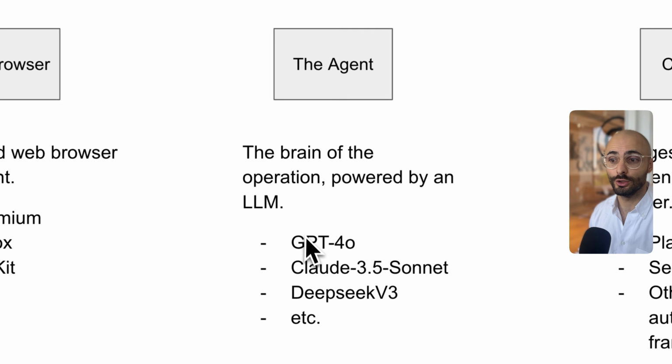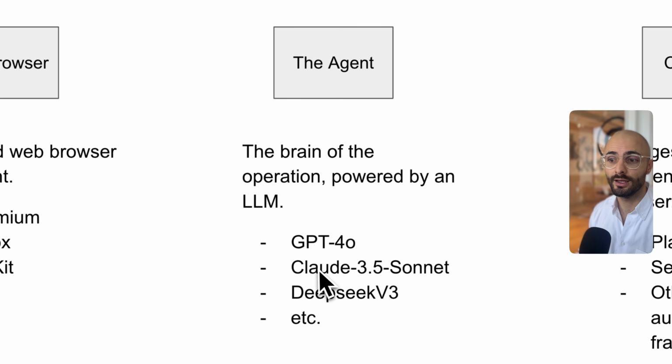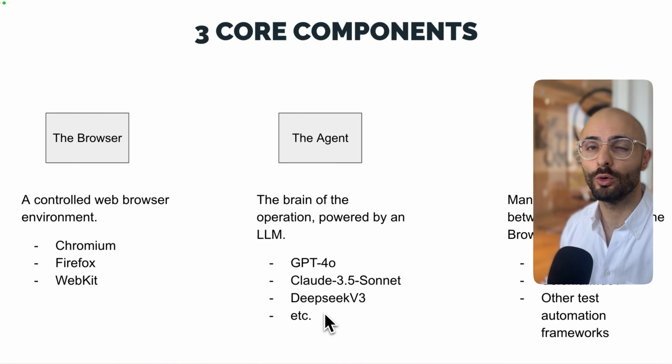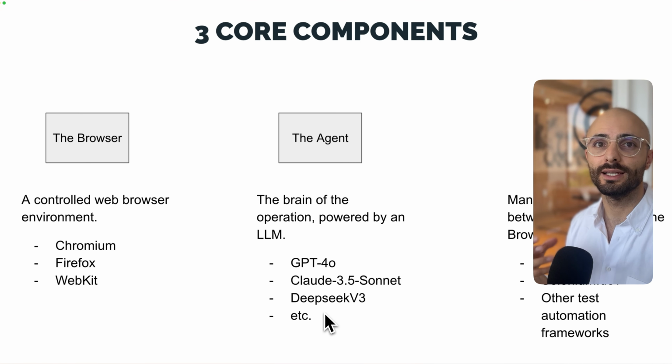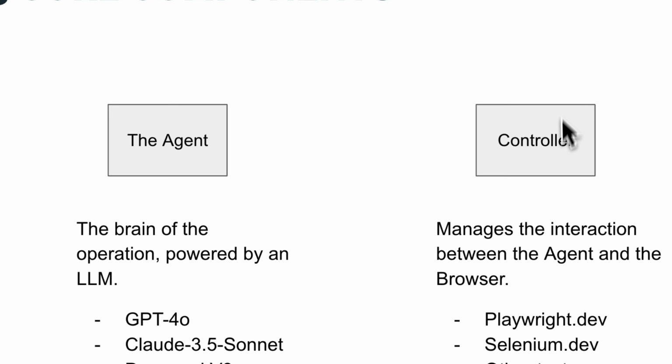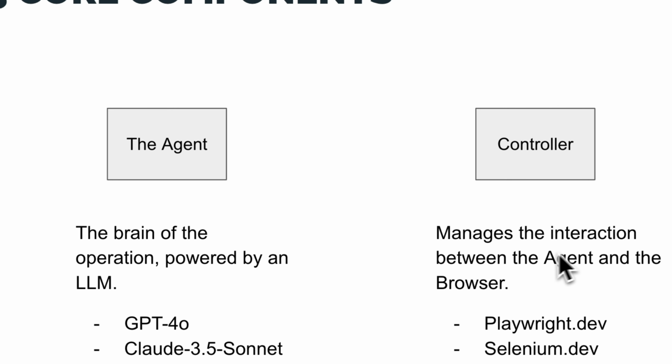So for instance, you can use GPT-4o from OpenAI, Claude 3.5 Sonnet from Anthropic, DeepSeek v3 from DeepSeek, etc. Ideally, you want to use the smarter models because computer use is quite a challenging task. So you want the smarter models to be smart enough to know what to click and how to interact with the browser. Then we have the controller, and this manages the interaction between the agent and the browser.